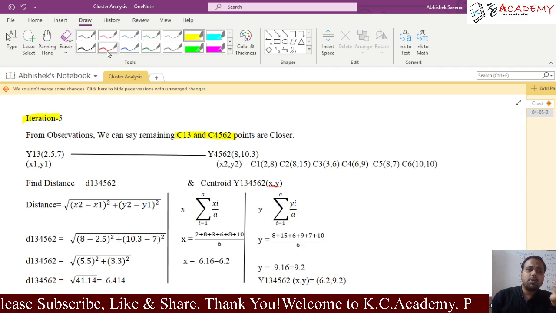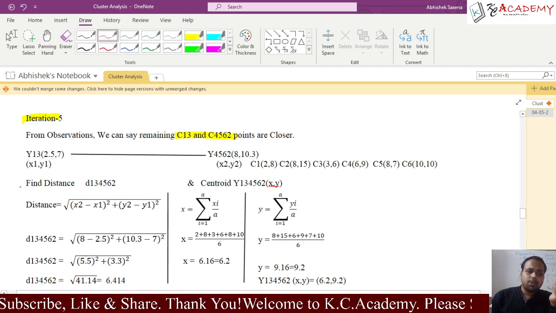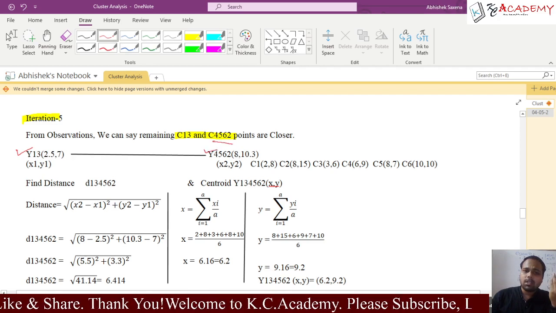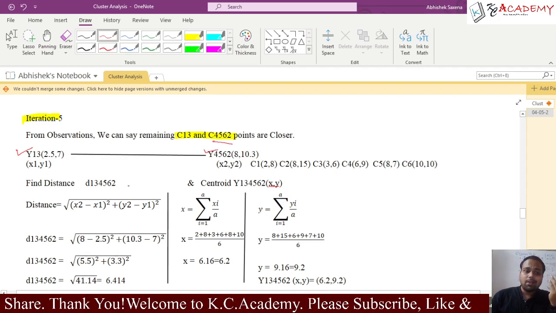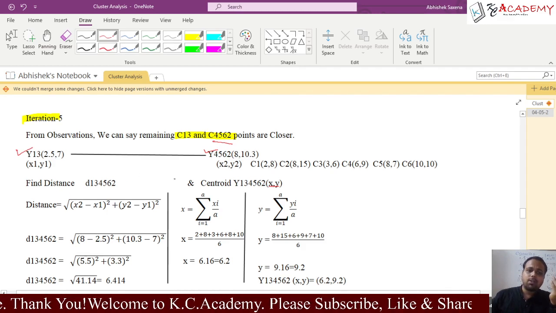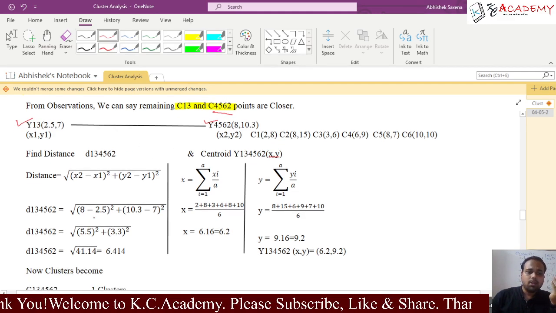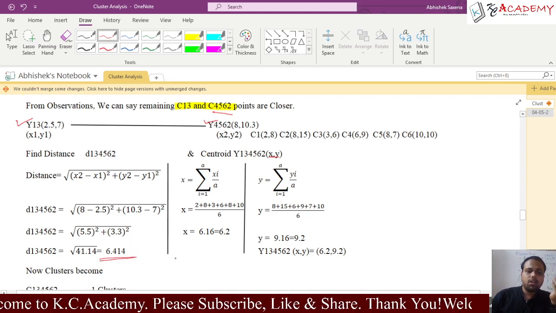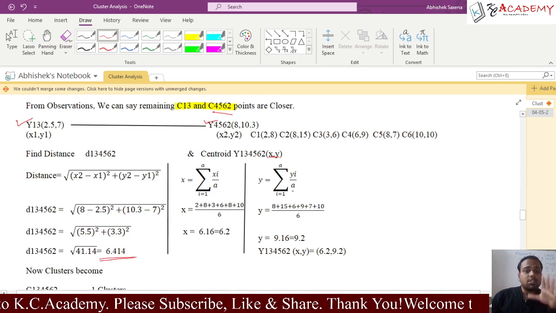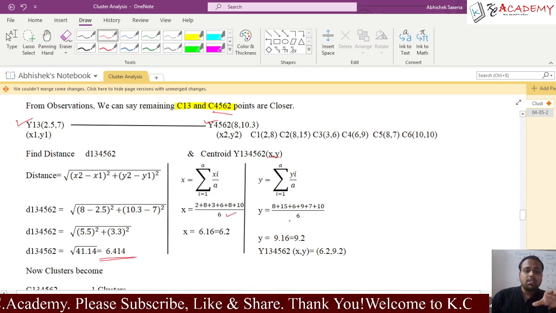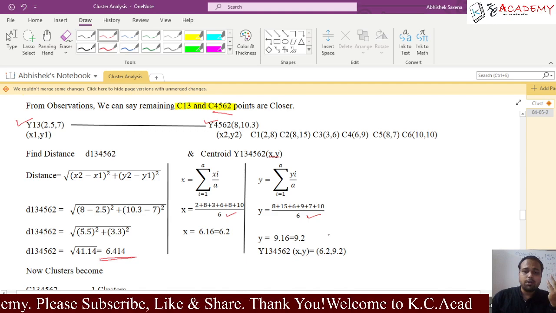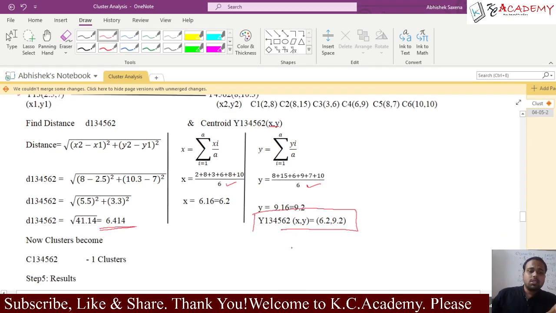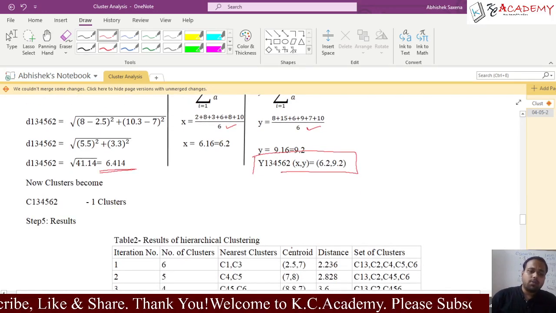Again here C13 is not a point, so that's why we have to take the centroid of C13, and again C4562 is not a point, so you have to take the centroid of C4562, and by using these centroid values you can find out the distance. That distance is 6.414. Similarly, see here there are 6 points, so I divided by 6: you have to add the 6 coordinates and divide by 6, and the final centroid value you get is 6.2, 9.2. So this is the iteration, and finally you got one cluster.